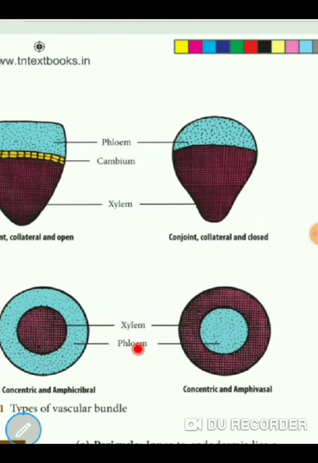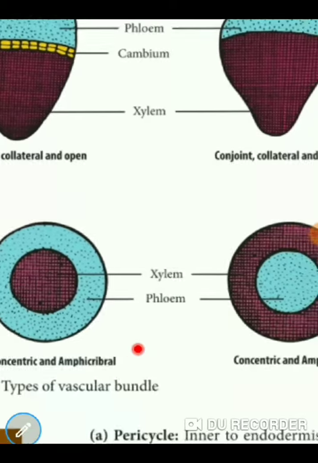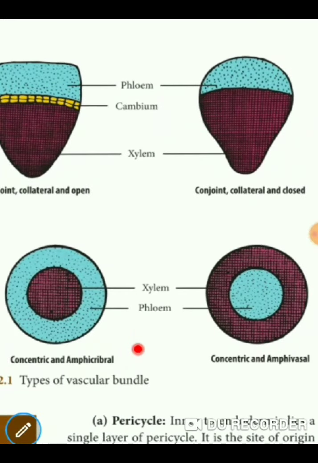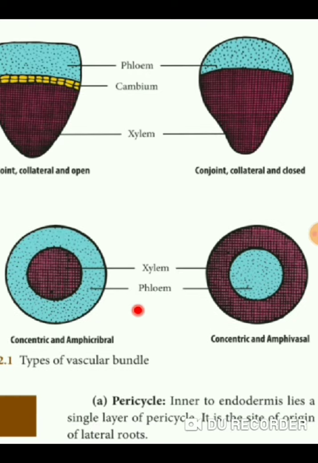The third type of vascular bundle is concentric type of vascular bundles. Already we have seen that there are three types. The first one is radial, second one conjoint, we have seen those two, and third one is concentric type. In concentric type of vascular bundle, either the xylem completely surrounds the phloem or the phloem completely surrounds the xylem. Based on this arrangement, it is classified into two types, that is amphicribral and amphivasal.